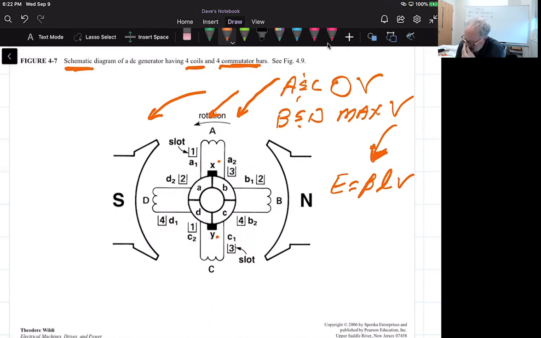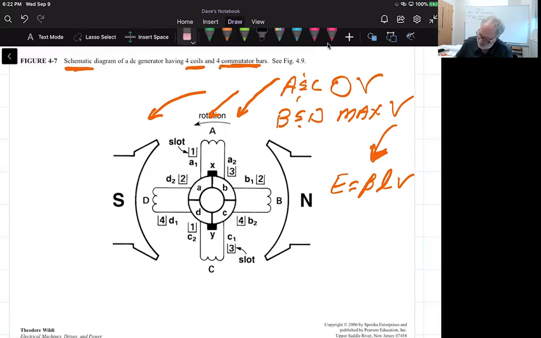And something I'll go ahead and point out: at this particular point, the brushes are connecting the 2 sides of coil A at a point where no voltage is generated. How do we know that? Because that non-conducting commutator segment is sitting right there on the brush. Okay, so I just wanted to point that out. We'll go into more detail about that in just a second.